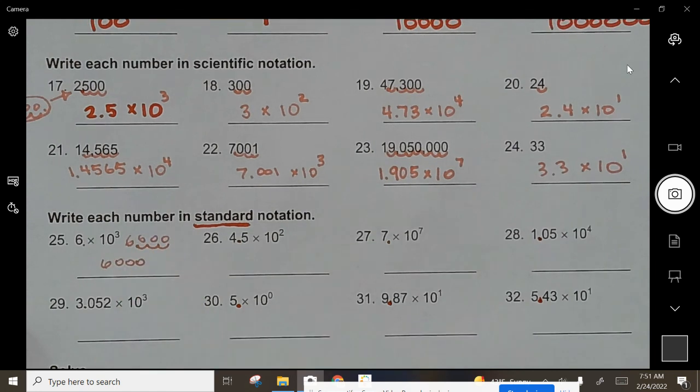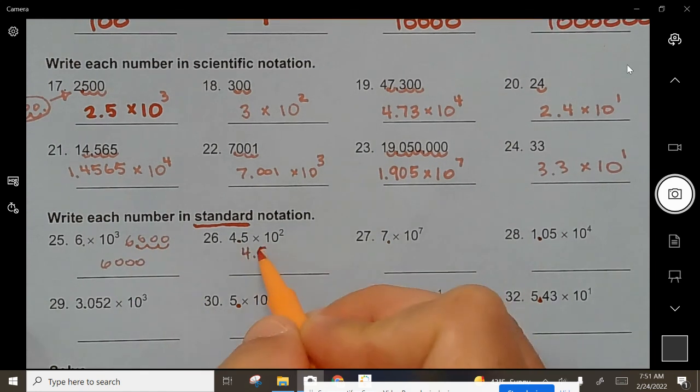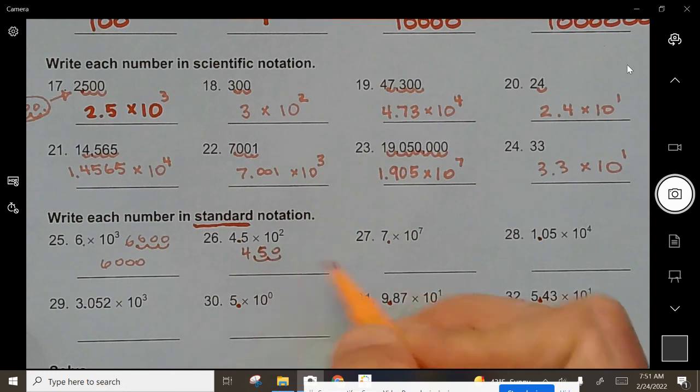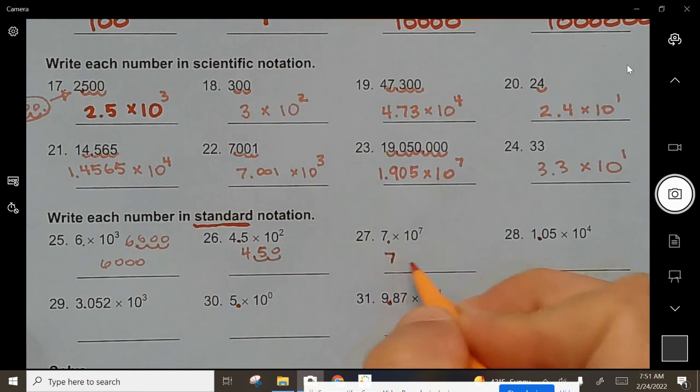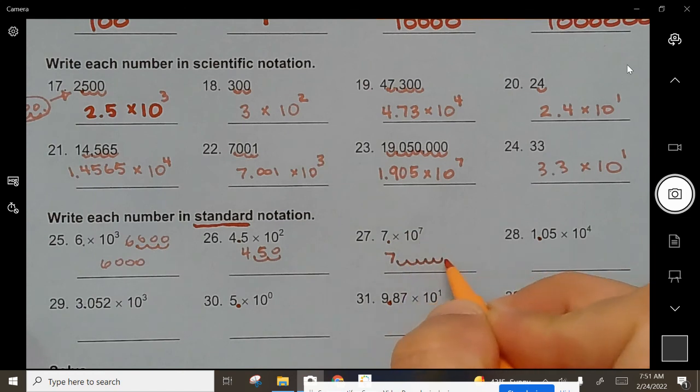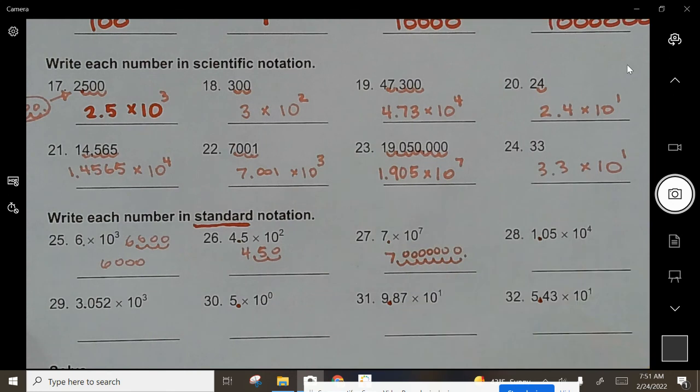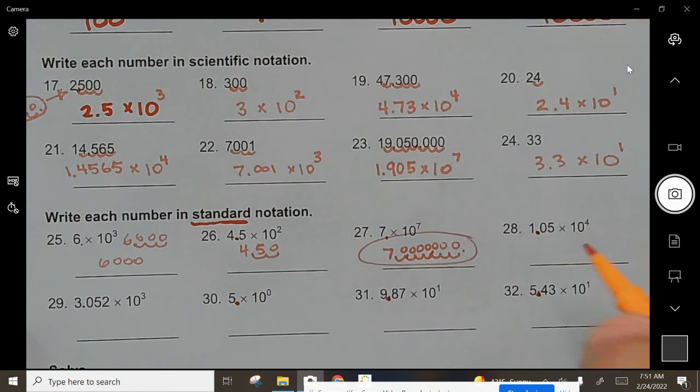Okay? 4.5. You go 1, 2, and you fill it with zeros. So 450. 7. Oh, this is annoying. There's going to be 7 spots. 1, 2, 3, 4, 5, 6, 7. All right? So it's like 70 million. All right? See how big that number is?